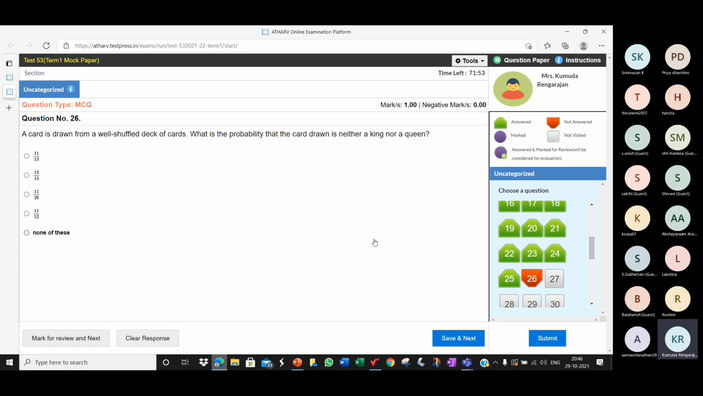See, the formula to find the probability of the happening of an event is about what you want to happen, not what you don't want to happen. What do you want to happen? So probability of the happening of an event is the number of favorable outcomes for that event by the total number of outcomes. You don't want a king or a queen. So what do you want? It's the same as not getting a king or a queen.